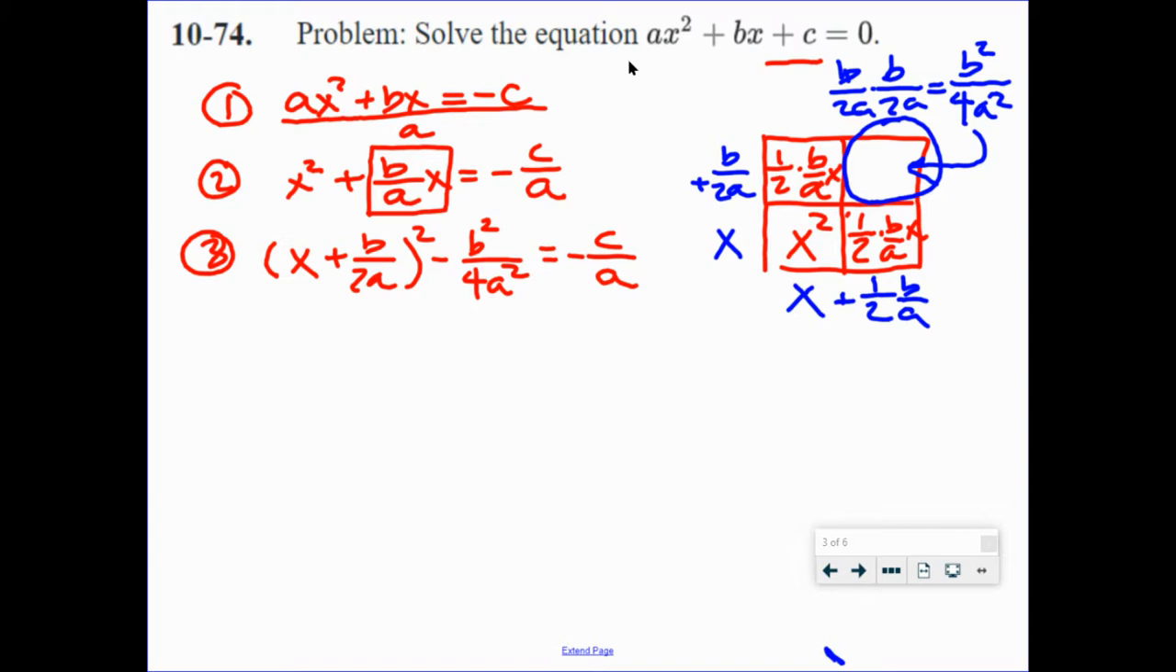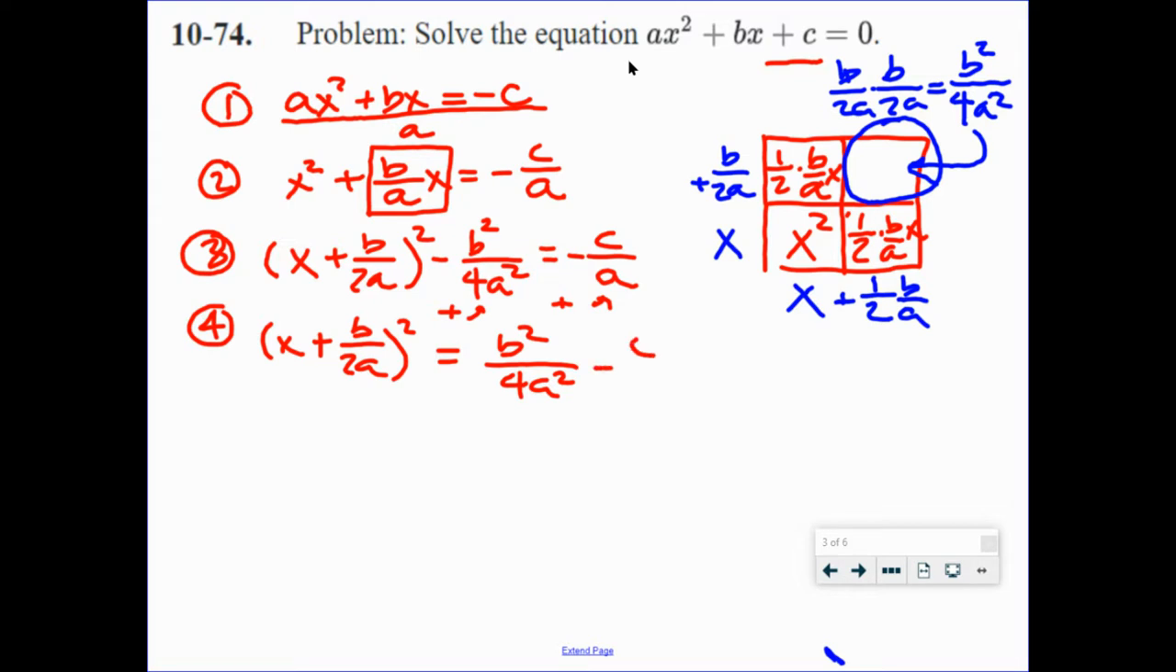And now we want to get our x value alone, because remember, our goal is to solve for x, right? So our next step would be to move this guy over. We're going to add this value to both sides. So we are left with our x plus b over 2a quantity squared equals positive b squared over 4a squared minus c over a.